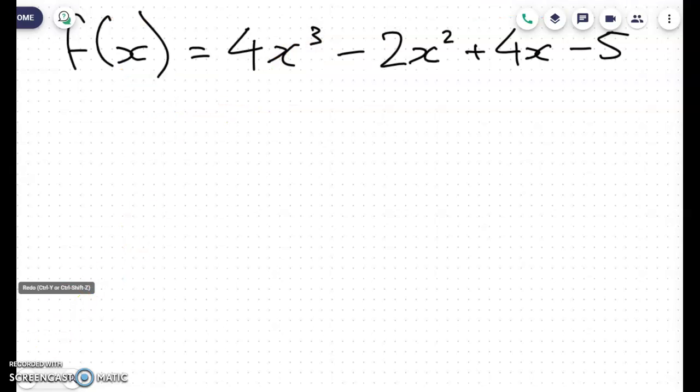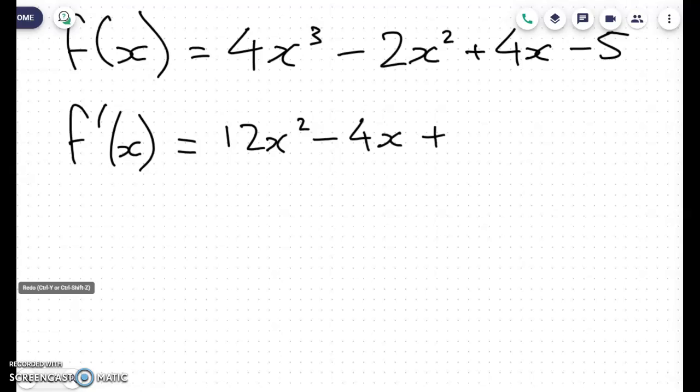Basically, long story short, the second order differential is just where we have differentiated twice. So all we need to do is find the first order. What that means is f dash, second order f dash dash. It just means we've differentiated twice. So we find the first derivative, f dash x, which is 3 times 4, 12x squared, and 2 times minus 2 is that, and 4x goes to 4, and of course minus 5 differentiates to 0.